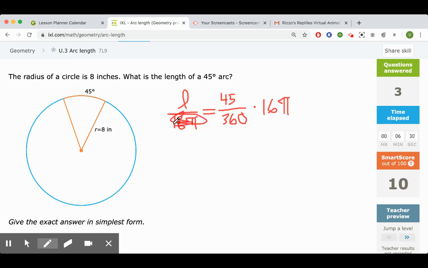All right, so now I just have to do the order of operations here. So divide this times 16. So 45 divided by 360 times 16. Let me just check that again. 45 divided by 360 times 16. And that gives me 2. Okay? So the length is 2 pi.